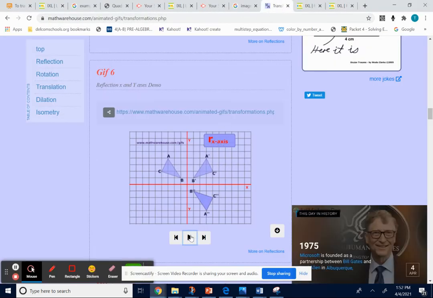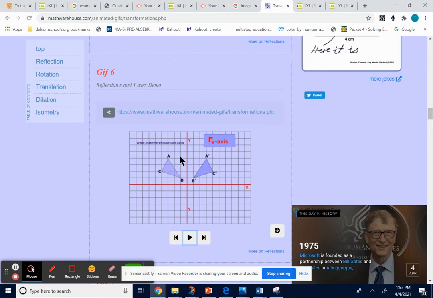Here's a picture of a reflection. Okay, now I want you to look at this for a minute. See this reflected over the y-axis. This reflected over the y-axis. Notice it flipped over the y-axis. Notice that point B is one space to the left of the line of reflection, and its reflection point, B prime, is one space to the right. Okay, same distance, opposite side.